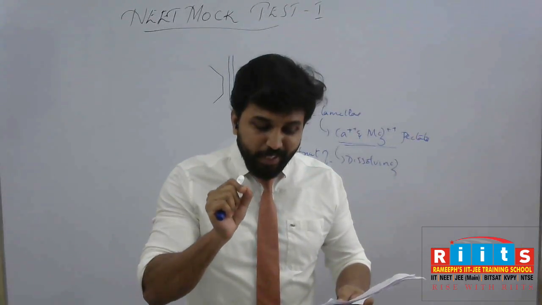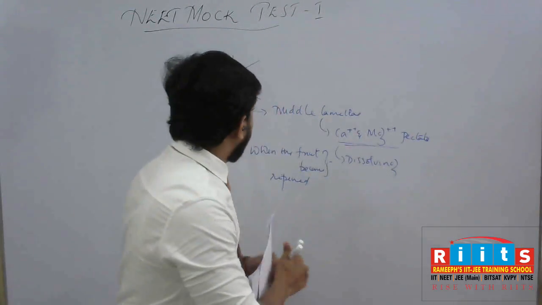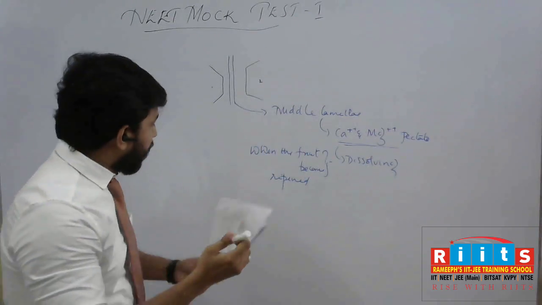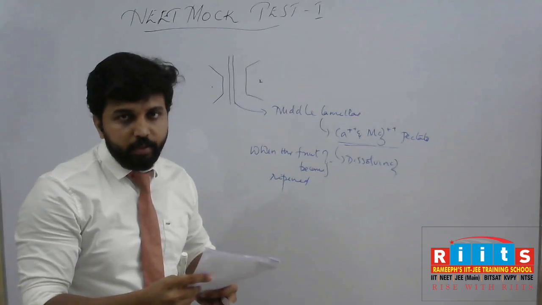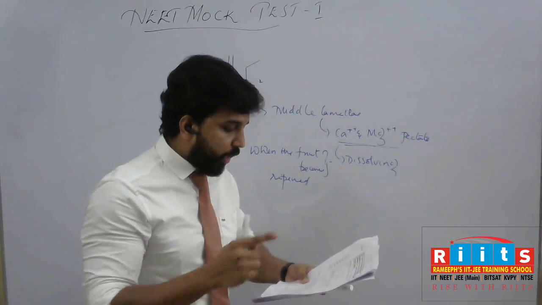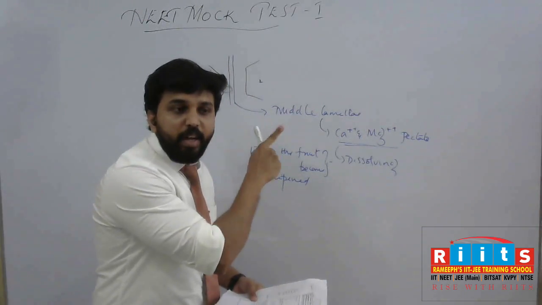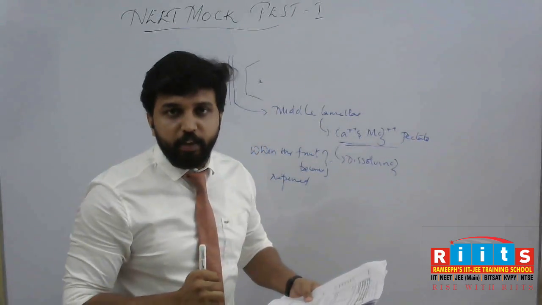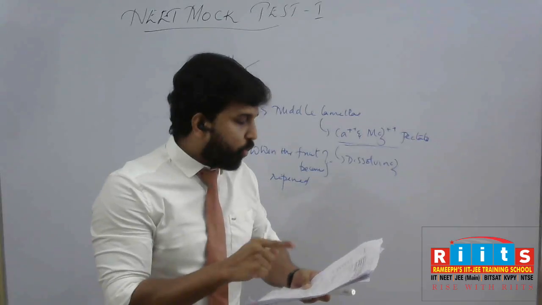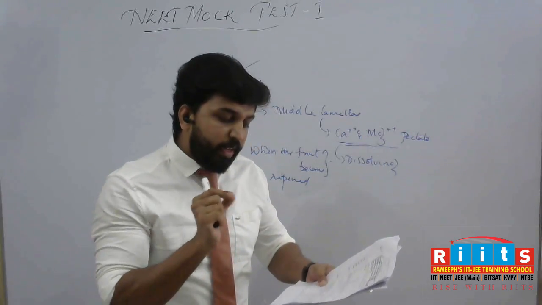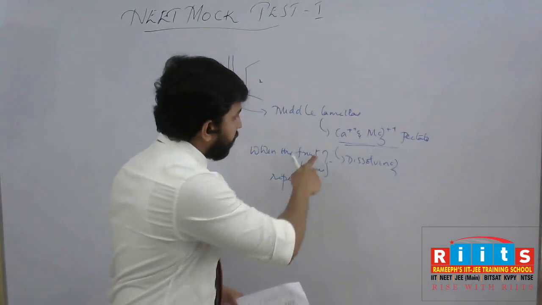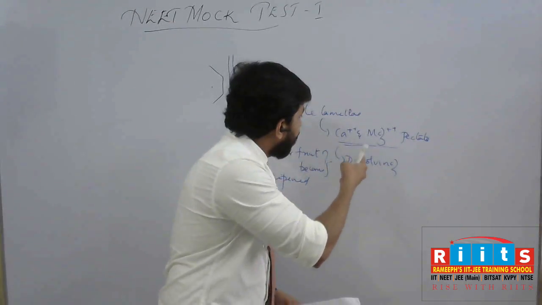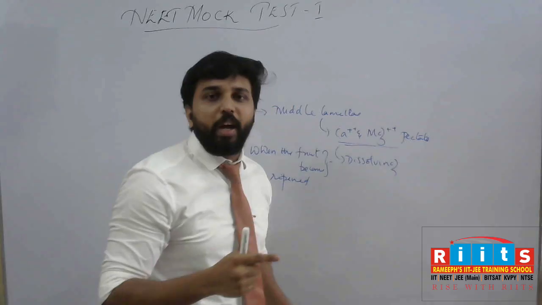This is the basic structure of middle lamellae, and then we move on to the options. It holds the different neighboring cells together. Cell number 1, cell number 2. So our first statement is correct. It holds the different neighboring cells together, or it acts as a cementing agent for the adjacent cells. So that's correct. It is composed of magnesium pectate. Actual middle lamellae is composed of calcium and magnesium pectate. So that is a wrong statement.